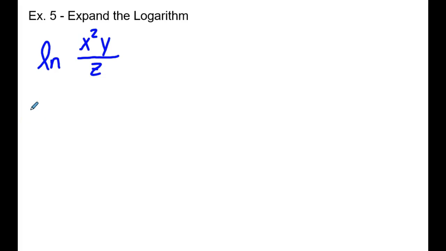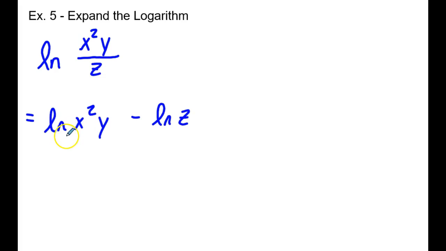So first we should notice that we see a division sign, we have a fraction, so we need to apply the quotient rule. We rewrite this as the natural log of x squared times y minus the natural log of z.